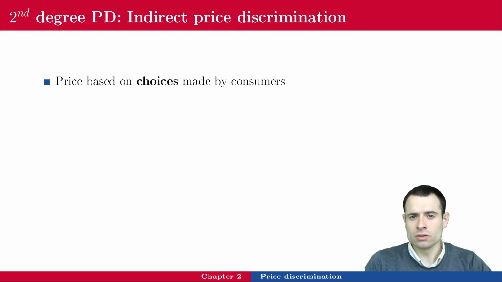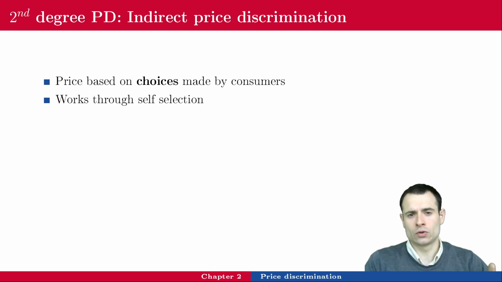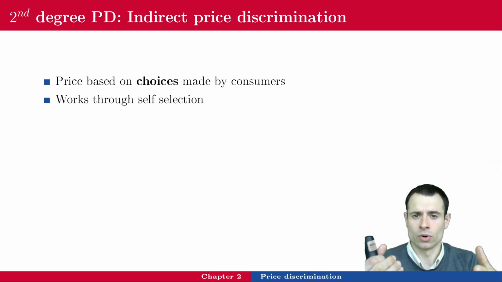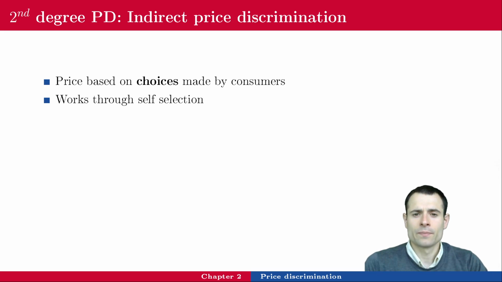Second-degree price discrimination, also called indirect price discrimination, consists in basing prices on the choices made by consumers. It works through self-selection in the sense that consumers are going to choose a specific bundle, which is composed of a quantity and a price. And by doing so, they will reveal the type of customers they are. The firm is not imposing a price on the customer.